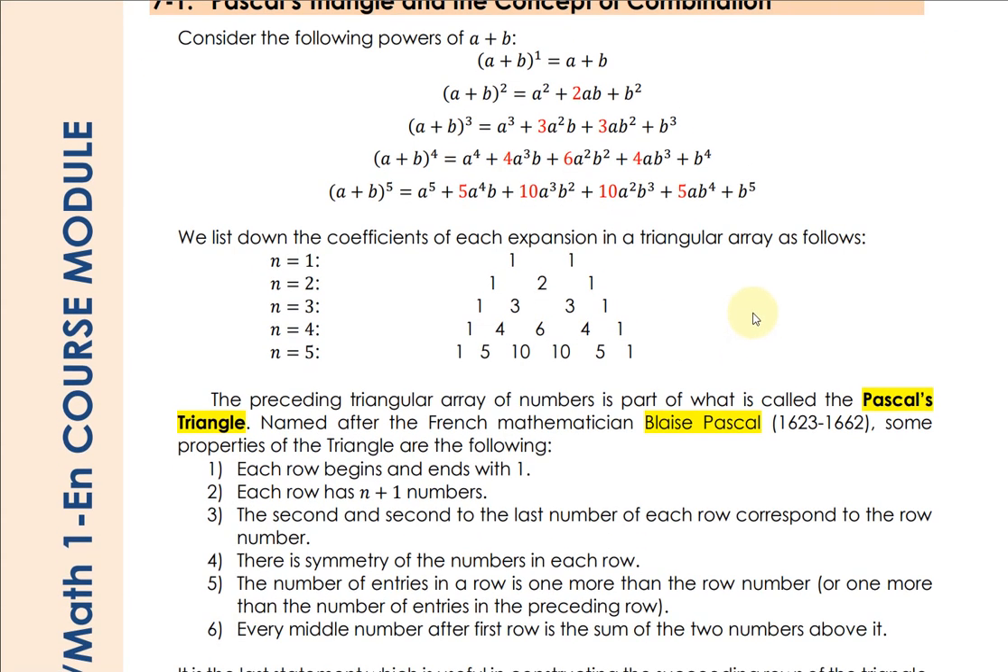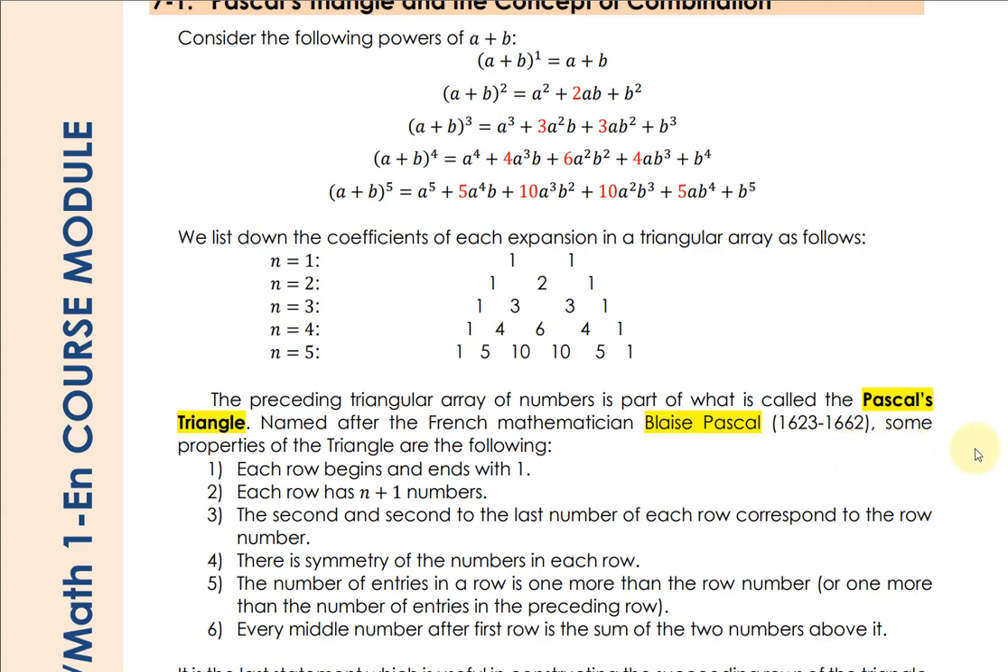So the preceding triangular array of numbers is part of what is called the Pascal's triangle. It forms a triangle. This is named after the French mathematician Blaise Pascal, 1623 to 1662, the year he was born and the year he died.